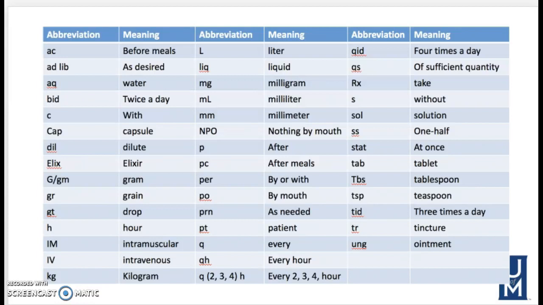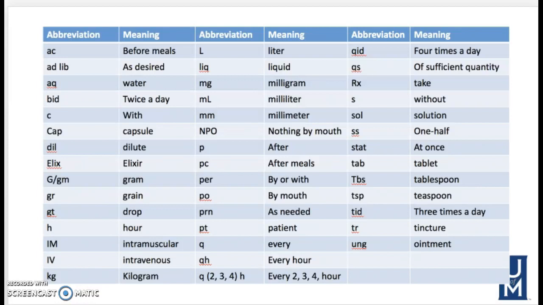AQ, water. BID, twice a day. This is also a very common one you may see. The next one is the letter C. Usually you'll see this with a dash over the top of the C letter, and this stands for with. CAP for capsule. DIL for dilute. ELIX for elixir. G or GM for gram. GR for grain. GT for drop.